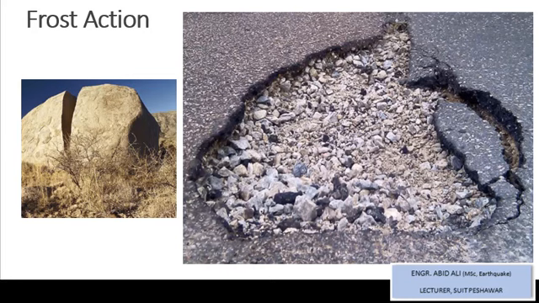When you have these big fluctuations in temperature, the water gets into the cracks in the road and then freezes and expands, and then you drive over it, and by the next day it just breaks apart and you end up with these big nasty holes in the ground. That's a good example of frost action or ice wedging.